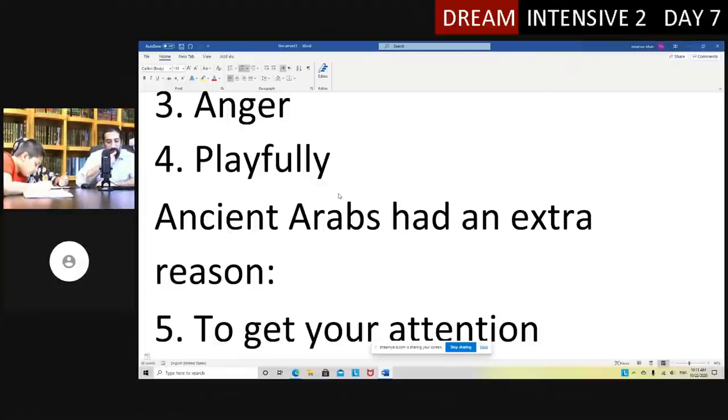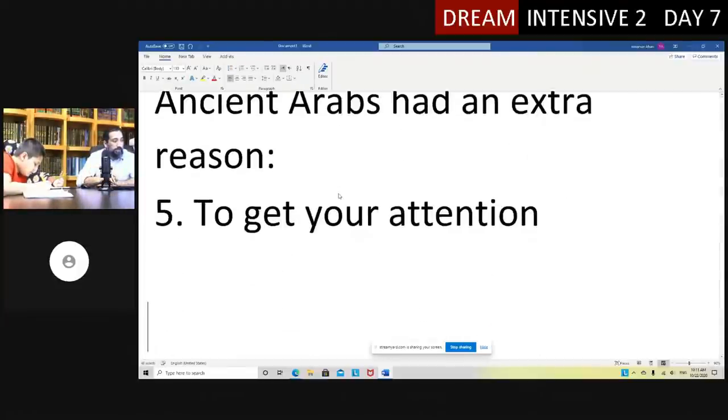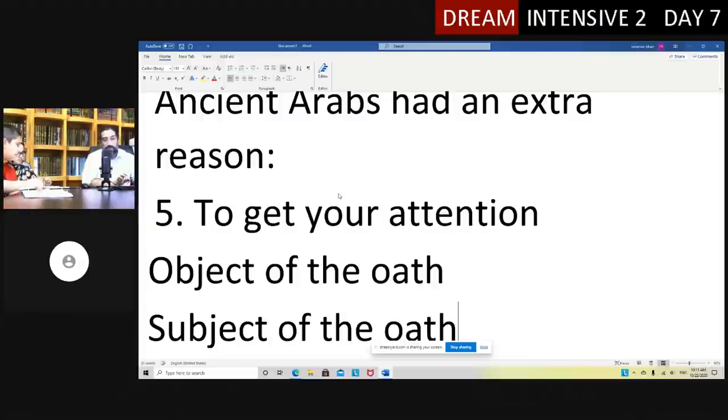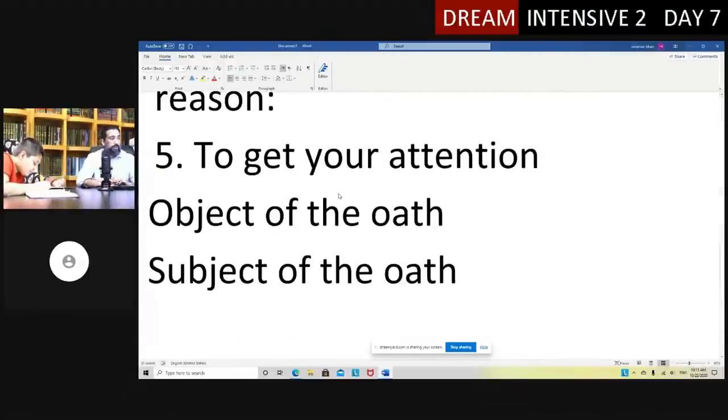Now let me tell you what that means. To understand 'to get your attention,' you have to understand that there's two, I don't want to give you the Arabic yet, so I'll give you the English. There's the object of the oath, and there's the subject of the oath. You have to understand these two first. Let me tell you what I mean by the object of the oath. Whatever comes after wa is the object of the oath.